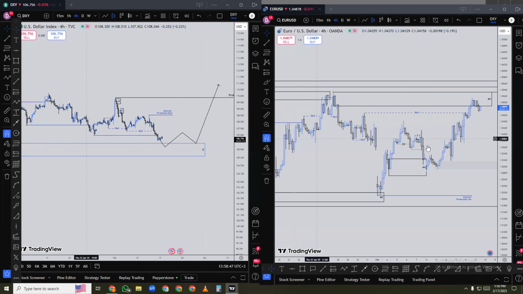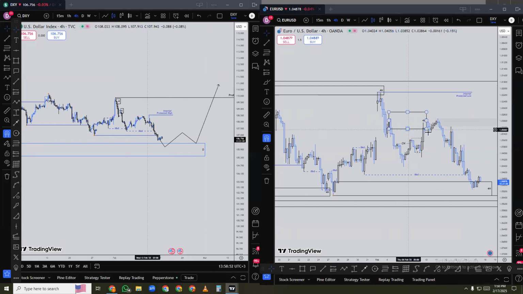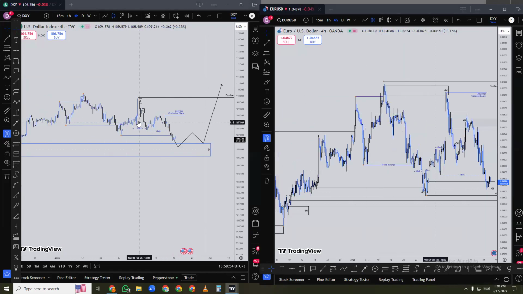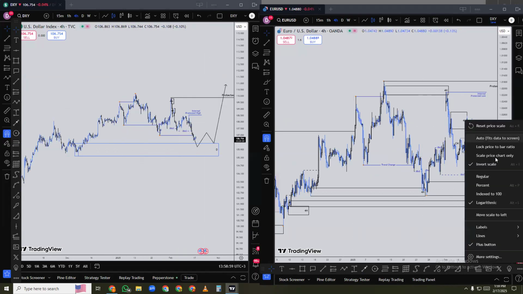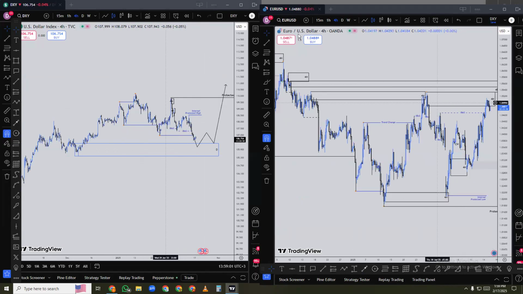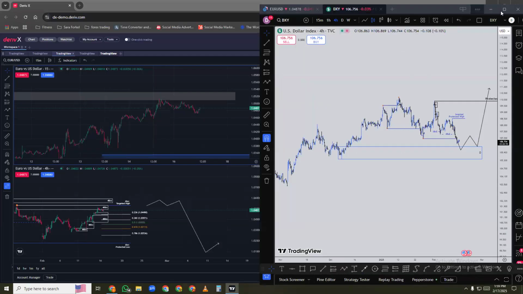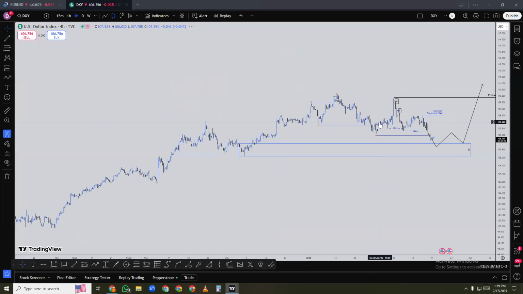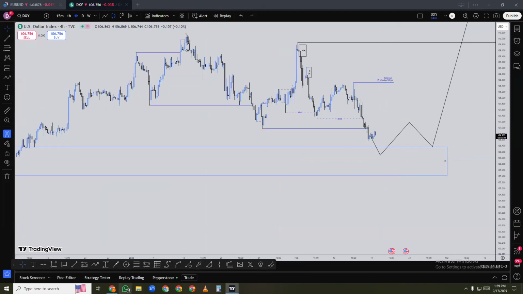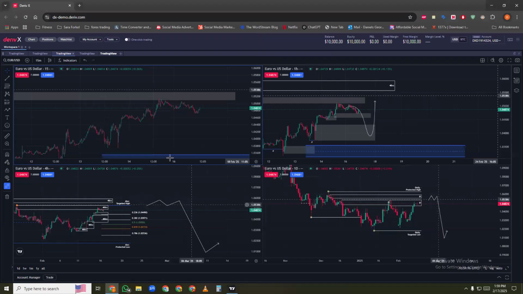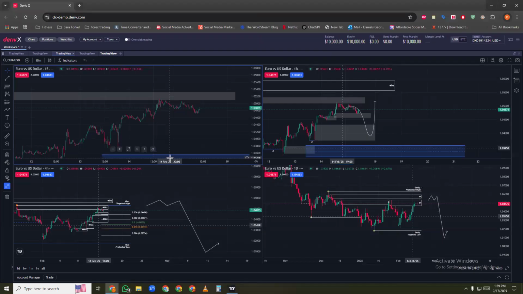Because once you understand what's happening on the EURUSD, it is very, very much similar. So yeah, that is, I think, all I had for today. Just going a little bit deeper with my trade ideas in regards to these two trades. Okay.